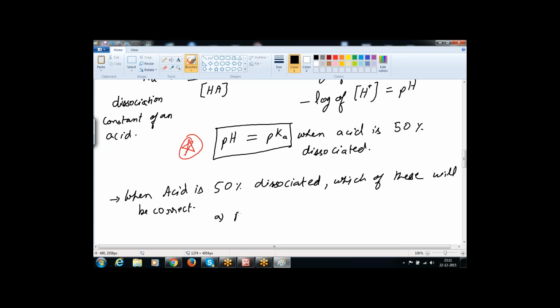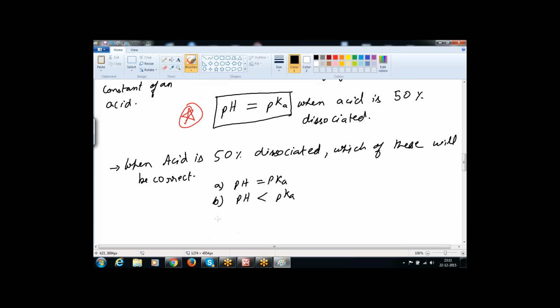First, pH is equal to pKa. Option B, pH will be less than pKa. Option C, pH will be more than pKa. Option D, none of the above. They give you such kind of questions. So you know that acid, when it is 50% dissociated, pH is equal to pKa.